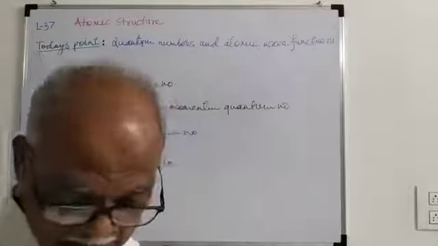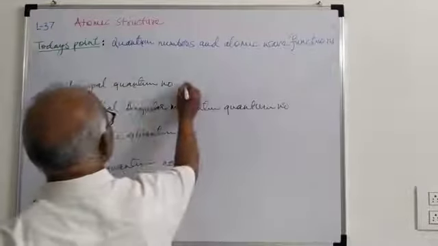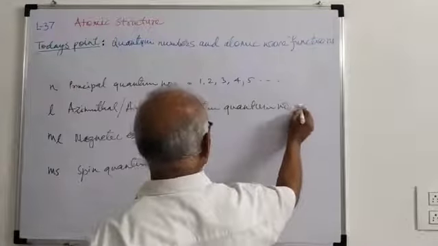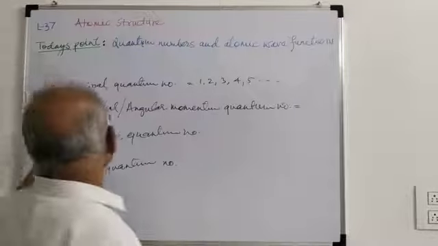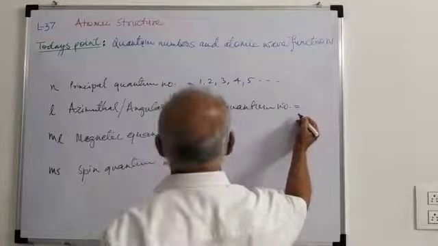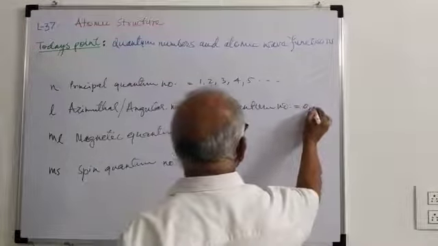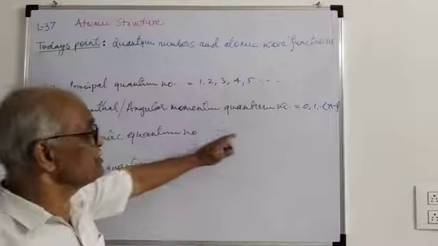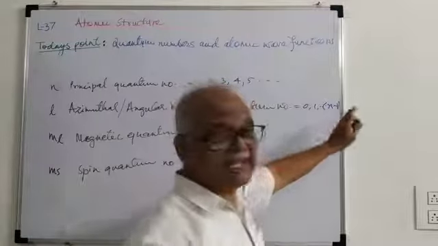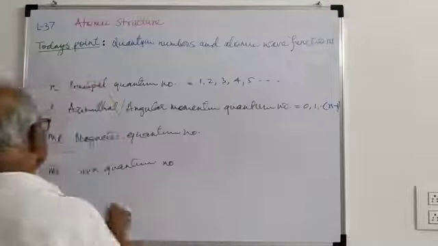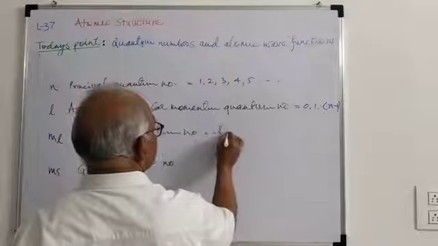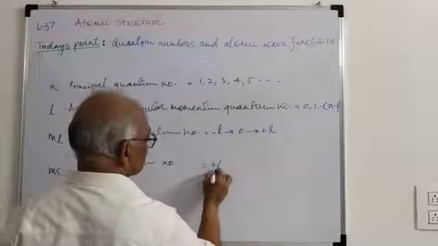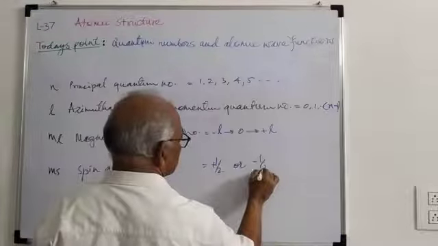Now we will have different values of these quantum numbers. For the principal quantum number we have the values 1, 2, 3, 4, 5, etc. The azimuthal quantum number l will have values for every n value, from 0, 1 up to n minus 1, such as 0, 1, 2, 3, etc. Then ml will have values from minus l through 0 to plus l. And for the spin quantum number we have values of either plus 1/2 or minus 1/2.